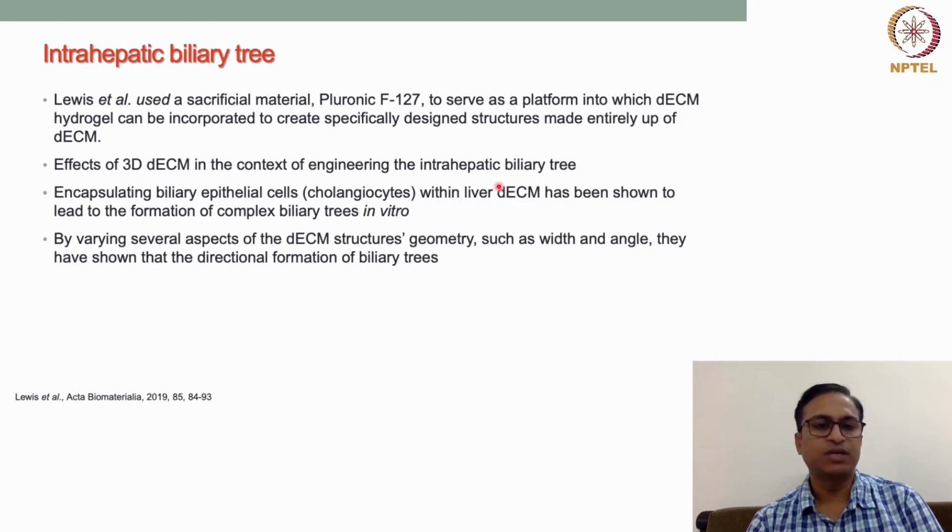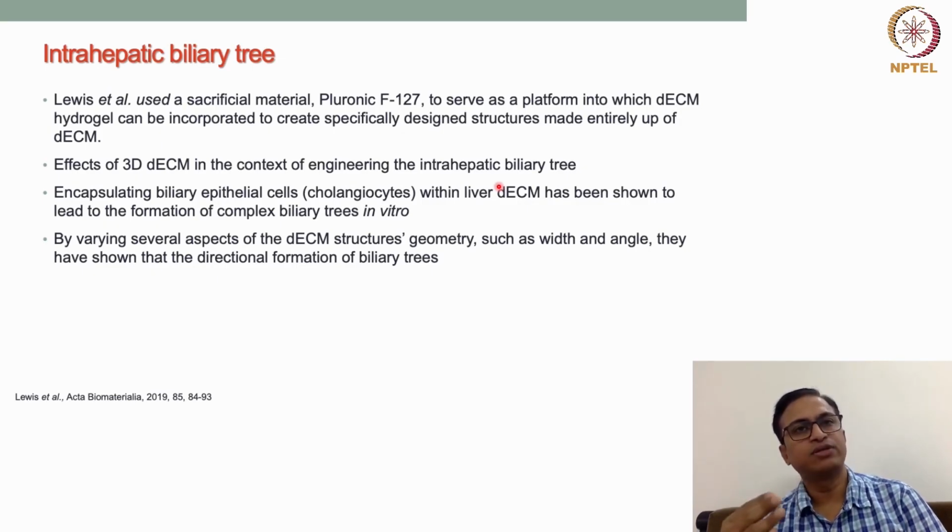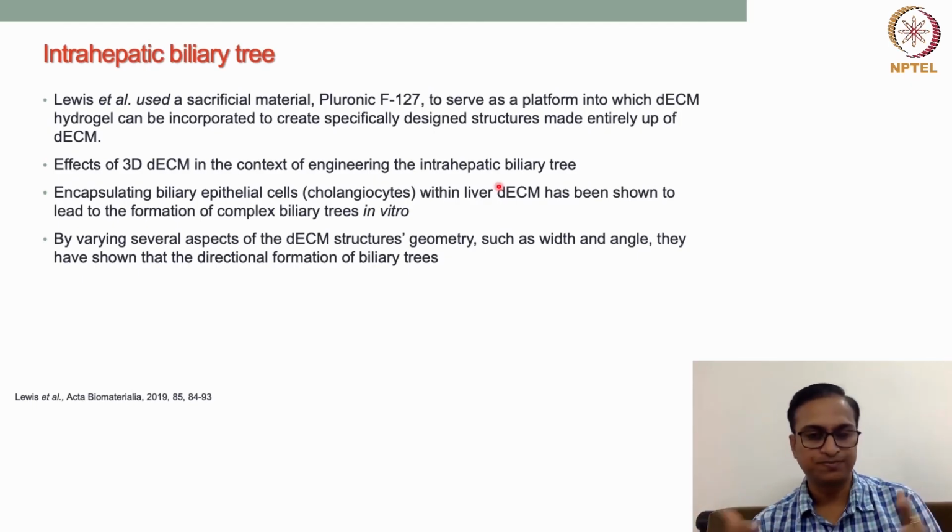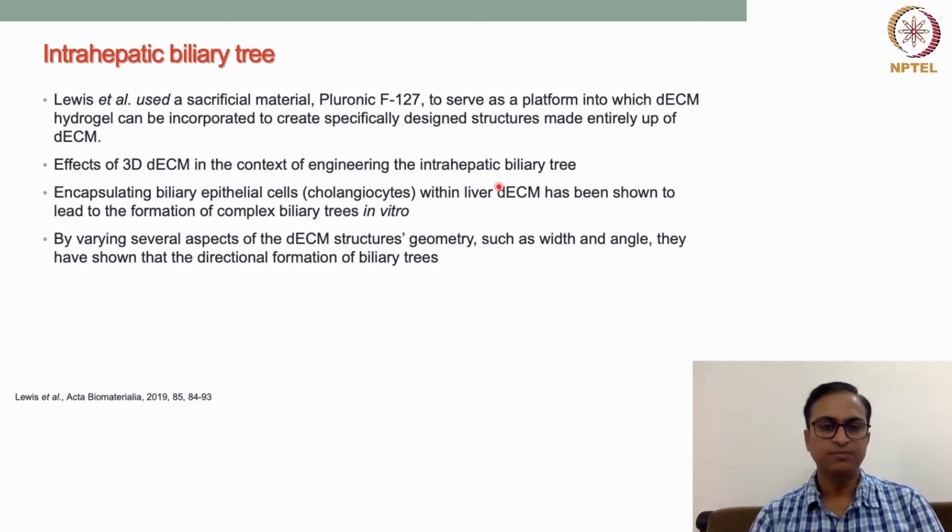So in this particular work they have used a sacrificial material, that is Pluronic F127. Pluronic, as we have already discussed earlier, has been widely used as a sacrificial material because it is a thermoreversible material. Above 20 degrees centigrade it behaves like a gel-like material, so we can print with that material. But if we reduce the temperature below 20 degrees centigrade, it behaves like a liquid, and at that time we can remove it.